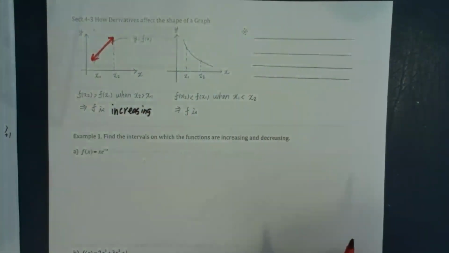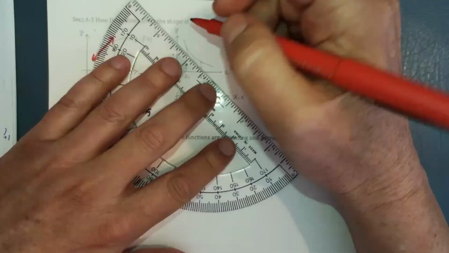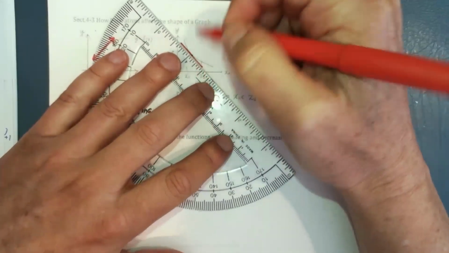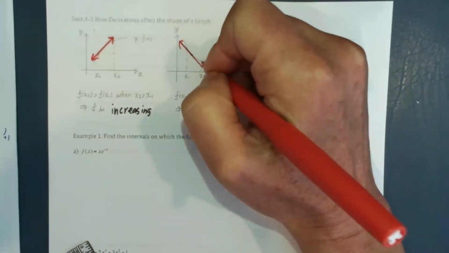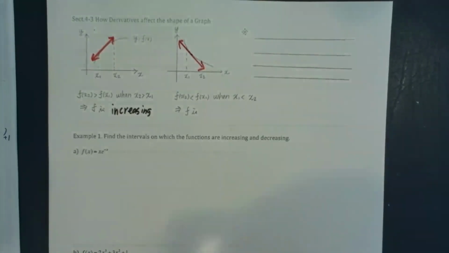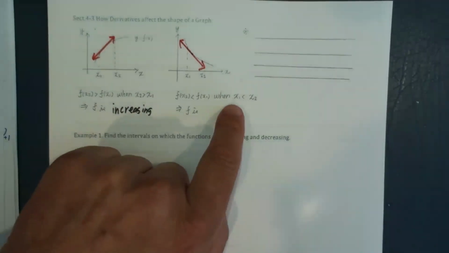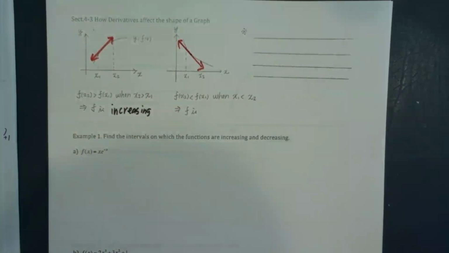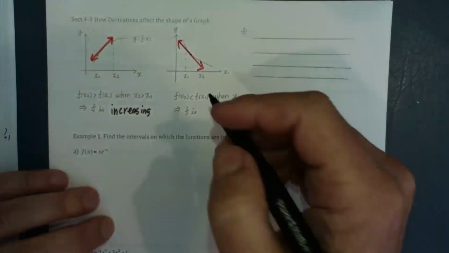And when the slope of the tangent line is negative, remember that means that as x progresses, y gets smaller. So as x is getting bigger, y is getting smaller. This means that the function is decreasing.